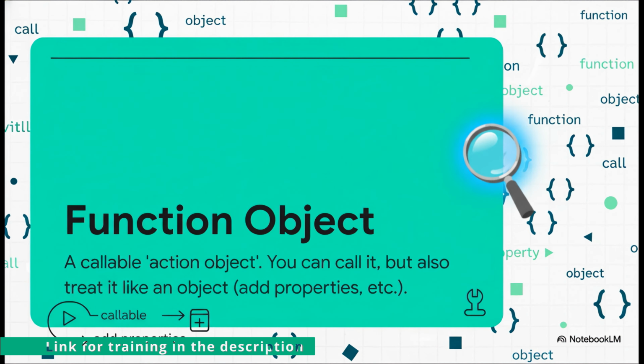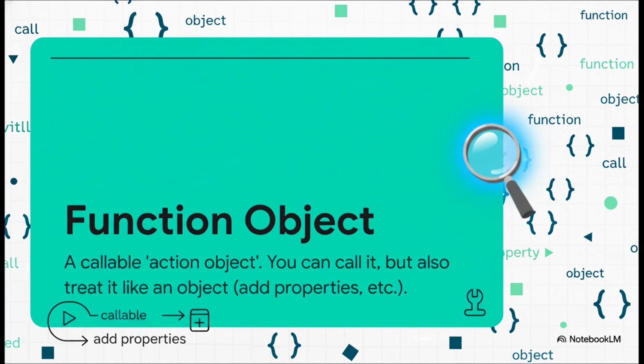Okay, so here's the big reveal. In JavaScript, functions aren't just code. They're actually a special kind of object. Think of them as action objects. This means, yeah, you can call them to make them do stuff, but you can also treat them like any other object. You can add properties to them, remove properties, pass them around by reference, the whole shebang.